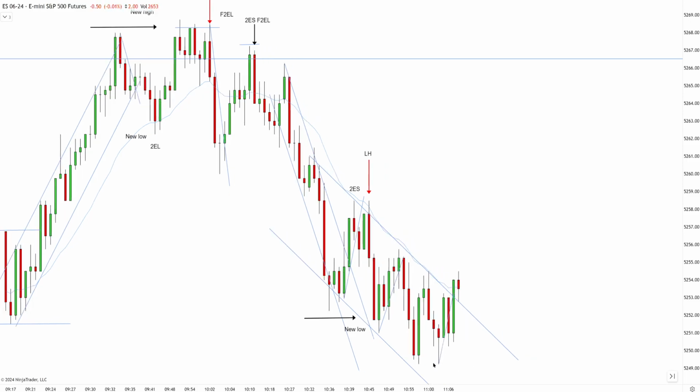You have a new low, first entry short, second entry short, which is also visual, kind of like a pullback. We have a double top.